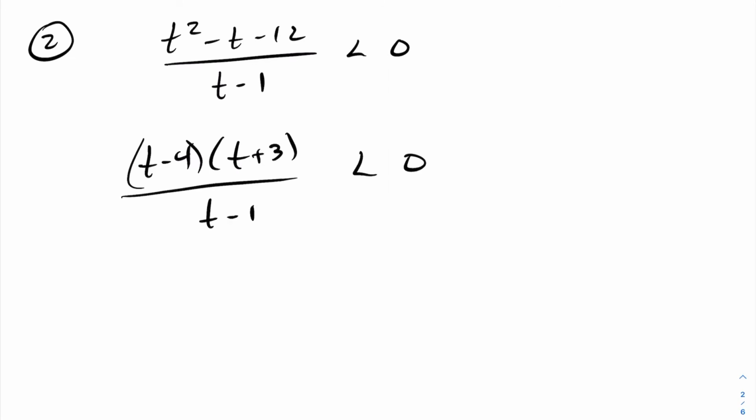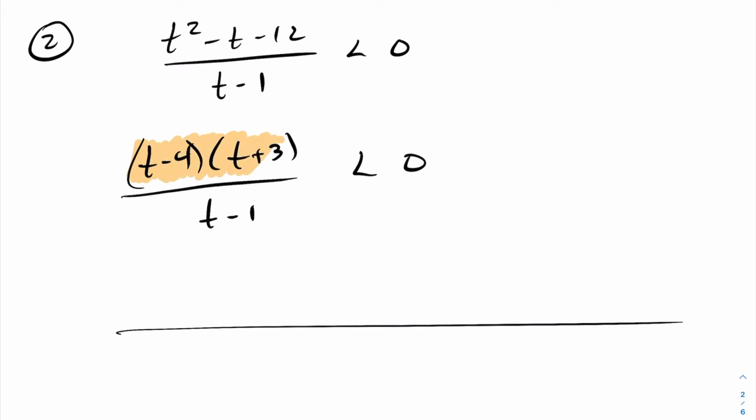Draw yourself a number line, and you want to identify the roots of the rational function. Roots of the rational function occur when the top is 0. The top is going to be 0 at 4 and -3. So we've got -3 and 4, and the bottom is going to be 0 when t is 1. So you'll notice here again, I've included an open circle on the 1 to remind myself that 1 is undefined here.